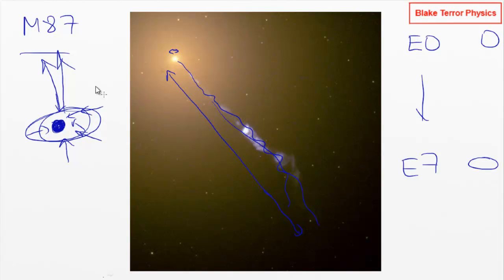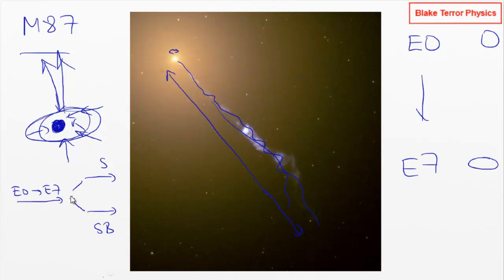You get an intermediate classification on this. You'll quite often see the Hubble sequence drawn out with your ellipticals going E0 to E7, and then you'll have your spirals and your barred spirals going that way. So you quite often see this.